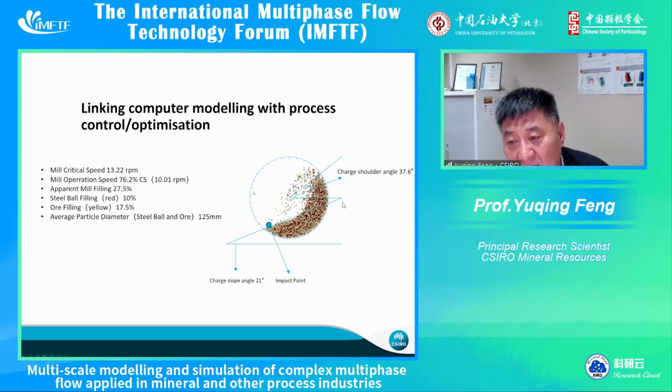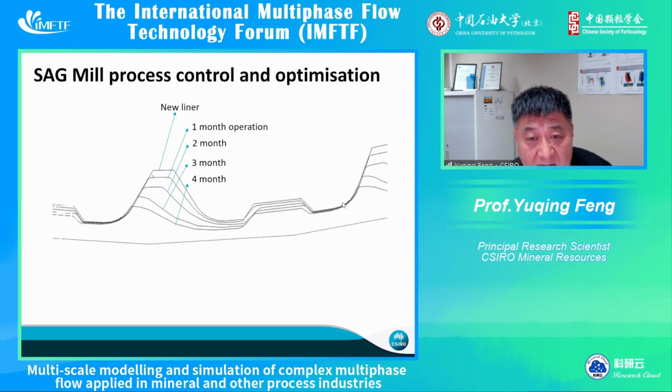Ideally, we want the particle to lift up and fall down to this region. That means getting enough impact, but also not breaking the lining materials. This is the profile of the lining material. But you see, a new liner, after 1 month, 2 months, after 4 months, it's different. The service life gets a different profile.